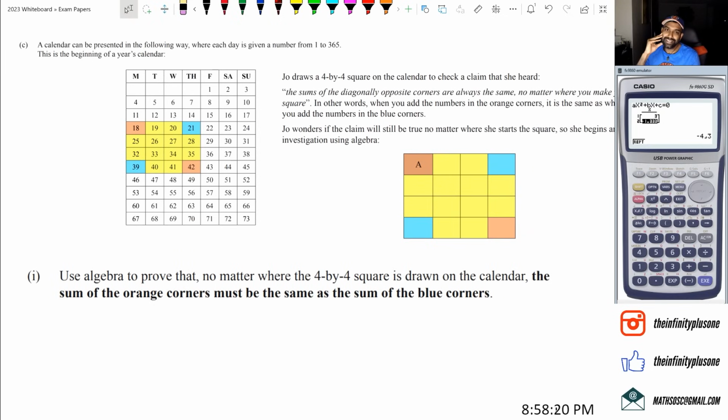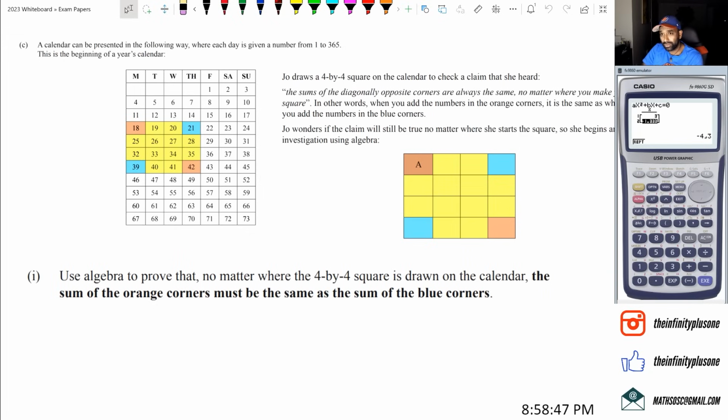So this question, you have to pause and read through it, because there's just so much information available here. But anyway, I hope you had the chance to pause, but I'm just going to jump straight to the answer. So what they're asking in this question is that no matter where this 4x4 square is, the sum of the orange must be the same as the sum of the blue corners.